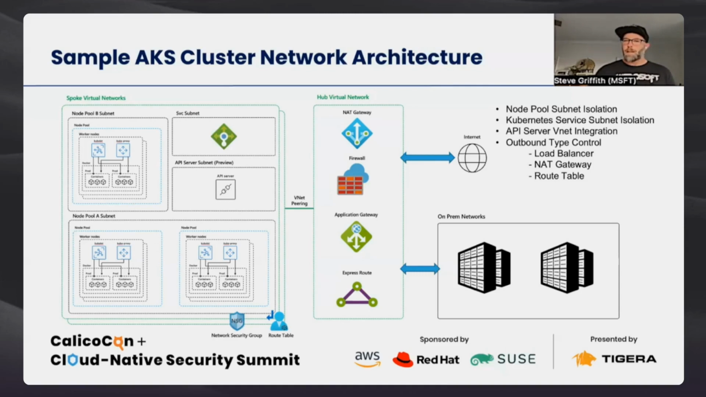So they define a route table that specifies that the next hop for internet egress traffic should go to their on-prem network, and then they can take advantage of it that way.